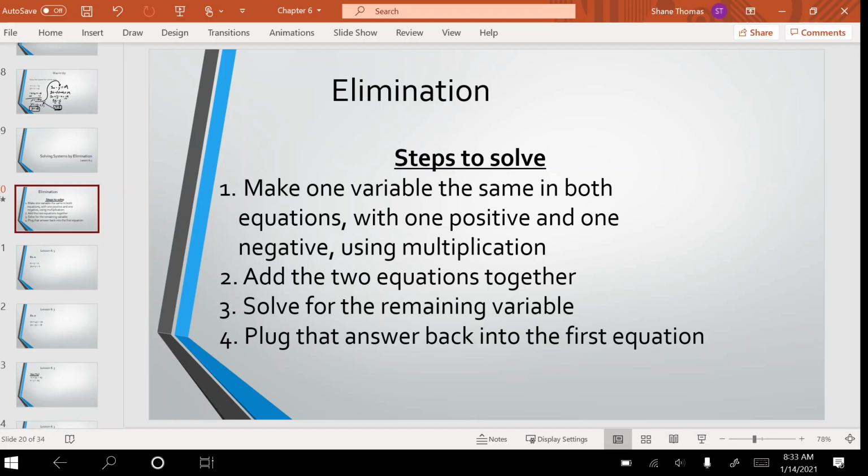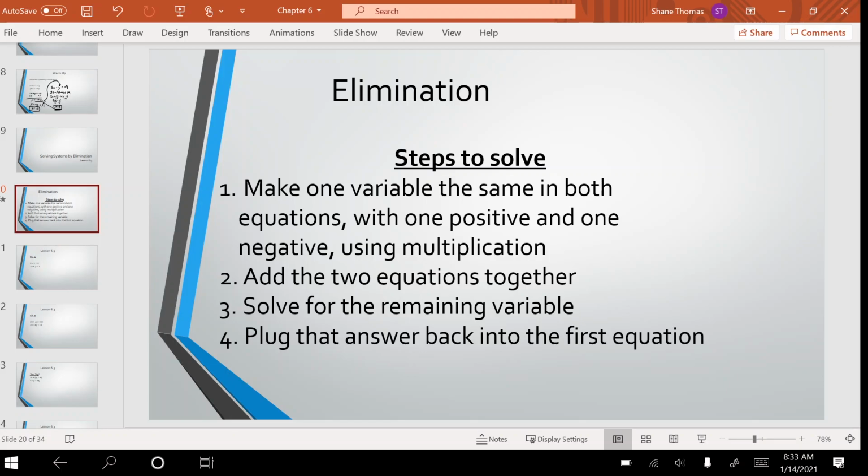Step 1: Make one variable the same in both equations with one positive and one negative using multiplication. So for instance, if I want my x's to be the same, I need my x's to be a 2x and a negative 2x. Or I need to make my y's a 6 and then a negative 6, a 6y and then a negative 6y. Okay, I want the things the same, one positive and one negative.